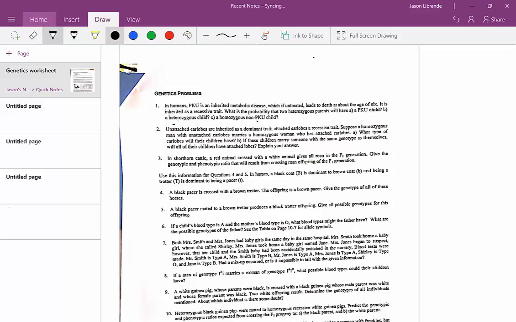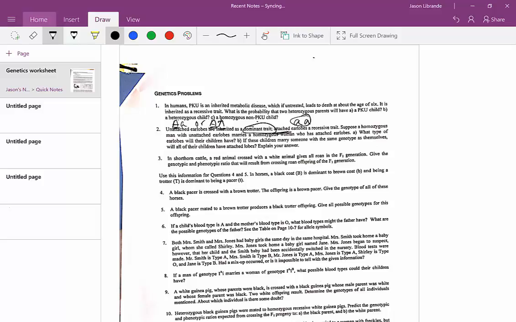Okay, question 2. Unattached earlobes are inherited as a dominant trait. Attached earlobes are a recessive trait. So to have attached earlobes, we would need 2 lowercase a's. For unattached earlobes, you can be heterozygous, or you can have 2 uppercase A's. As long as you have 1 uppercase A allele, you're going to have unattached earlobes. The only instance where you're going to have attached earlobes is if you have 2 lowercase a's, so you're homozygous recessive.